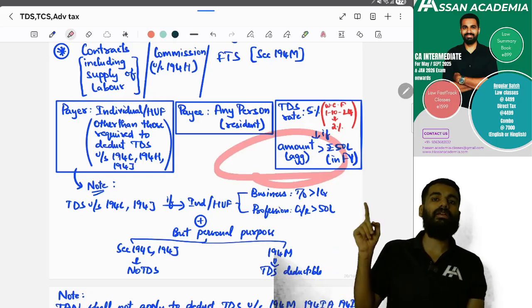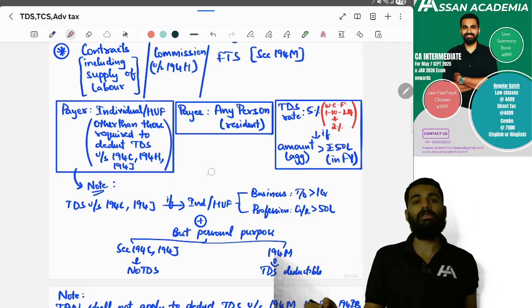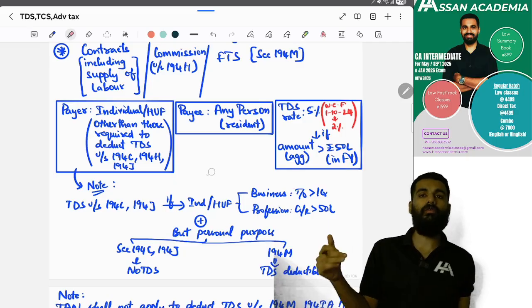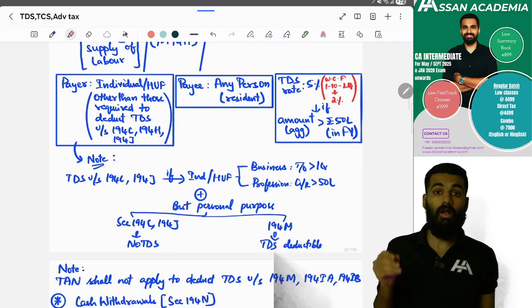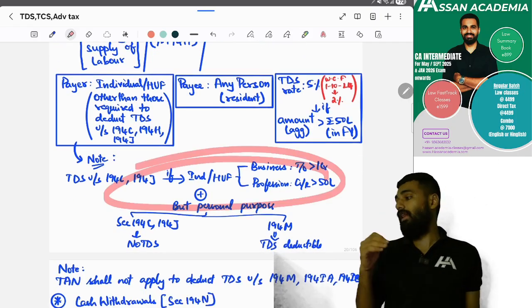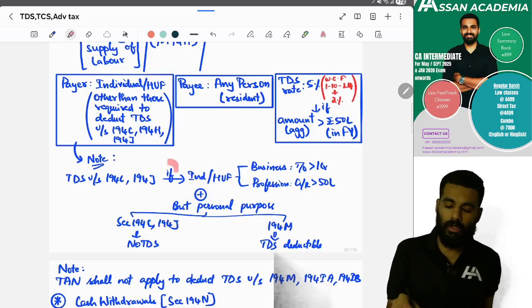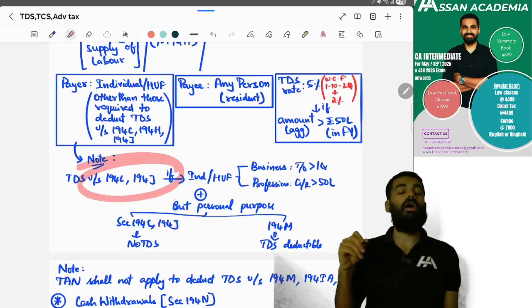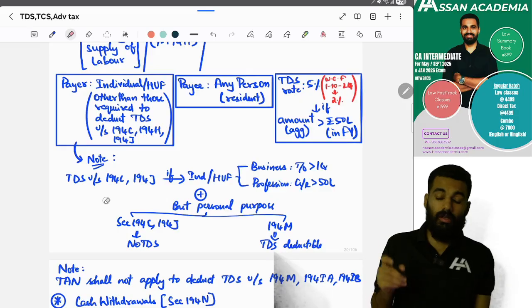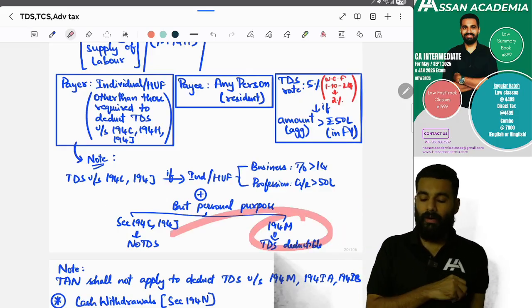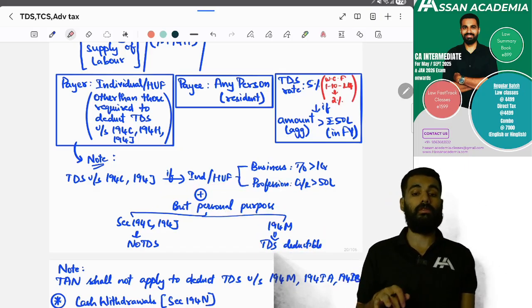So if the payee is getting paid more than 50 lakh rupees in a financial year, then 5% TDS will get attracted. But with effect from 1st October 2024, 2% will get attracted. And also, individual and HUF, if they have a turnover of more than 1 crore, but if it is used for personal purpose, for section 194C contract and section 194J fee for technical service, there is no TDS, but in section 194M, TDS will be deductible even if it is used for personal purposes.